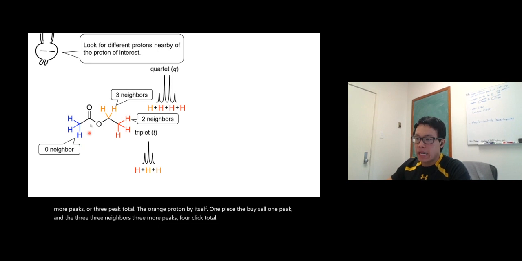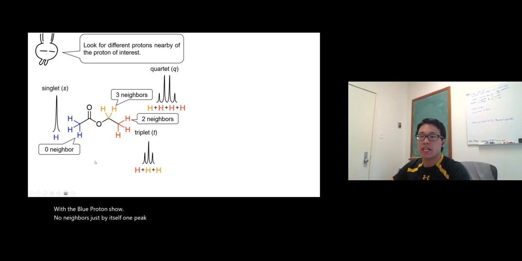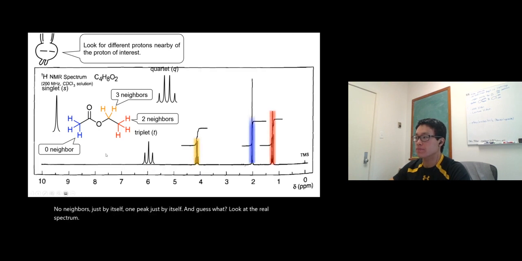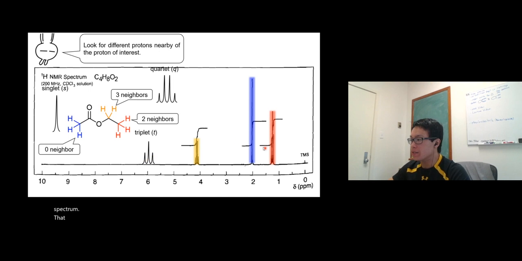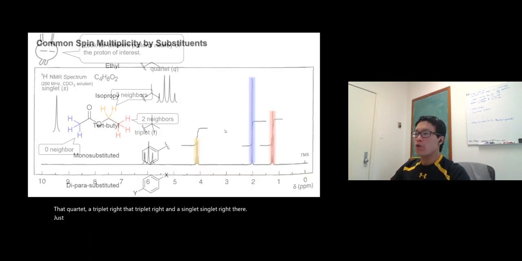How many peaks does the blue proton show? No neighbors, just by itself, 1 peak. And guess what? Look at the real spectrum. Yes, a quartet, a triplet, and a singlet right there, just like that. Now go back right here.